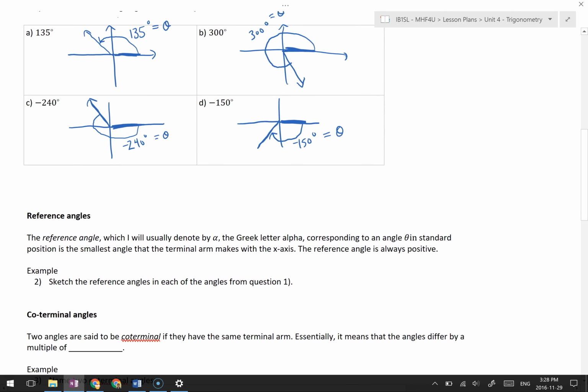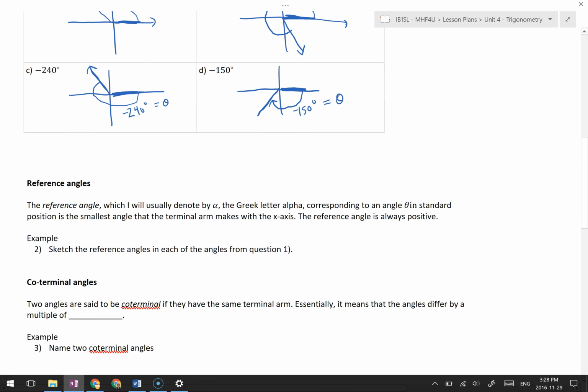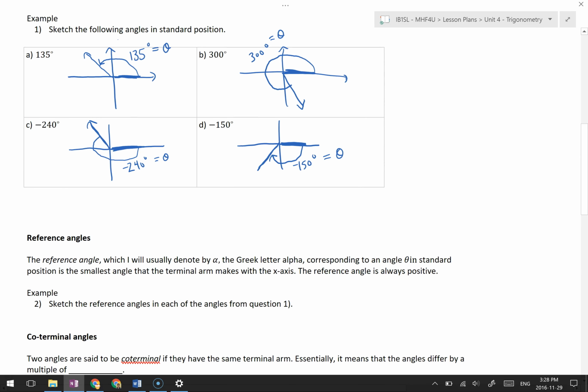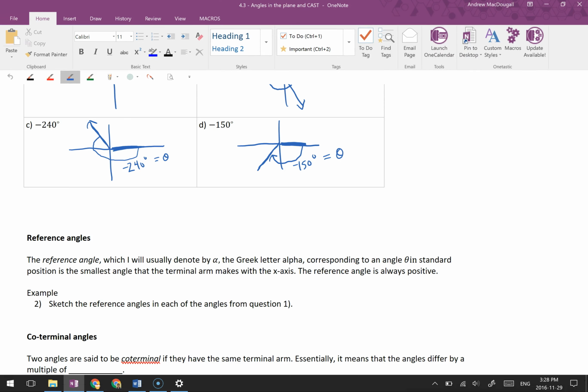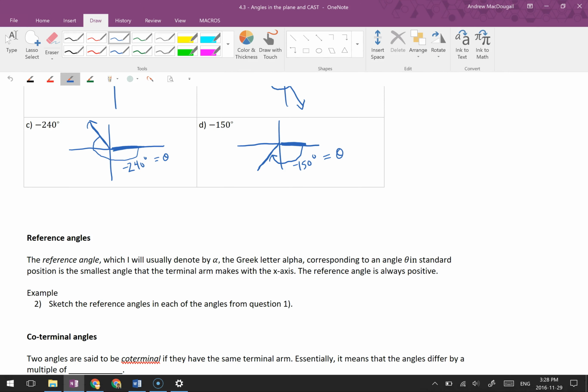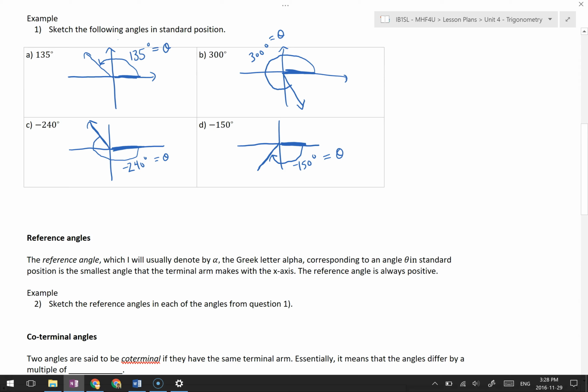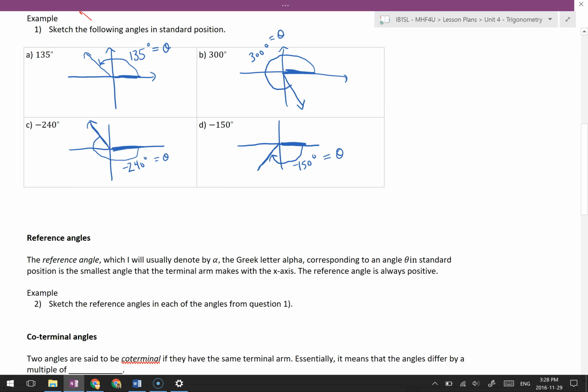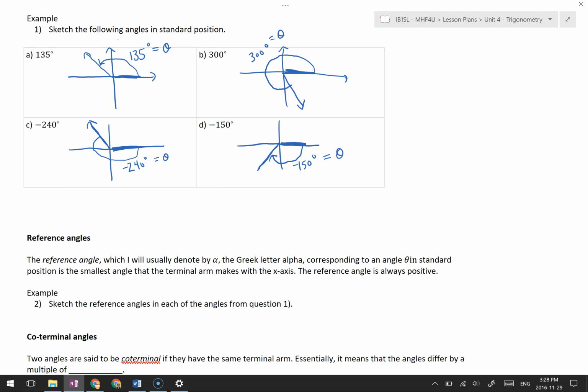Now the next concept that's very important for CAST is the concept of a reference angle. Now the reference angle, which I will usually denote by alpha, but you can denote it by any variable you like, is an angle that complements an angle in standard position. And what it is, it's the smallest angle between the terminal side of your angle and the x-axis. So in red, I'm going to mark down the reference angles that correspond to all the angles given in question 1.